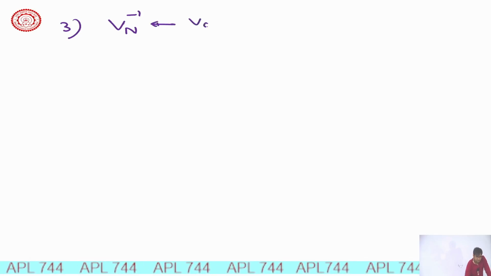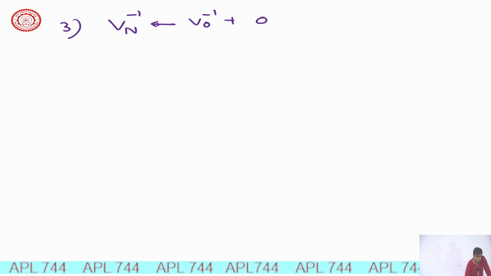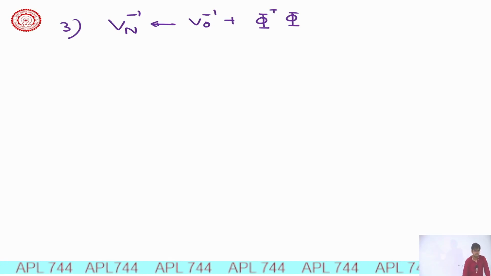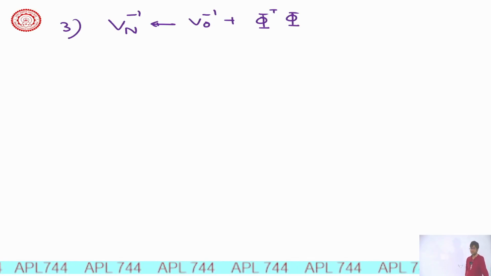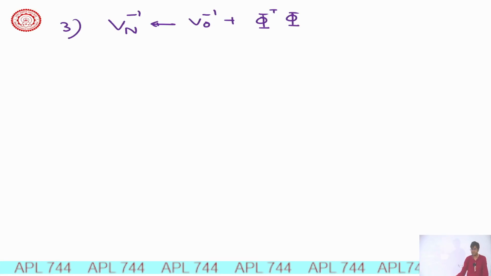Step 3, Vn inverse, you will set it as V naught inverse plus phi transpose phi, which you have already computed. Okay, and from there you can invert it to find Vn if you want it.